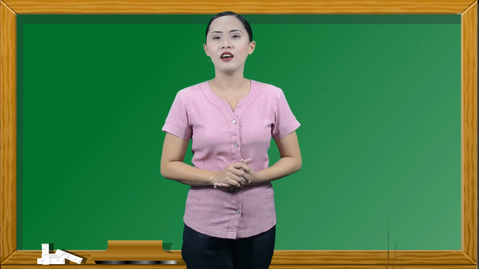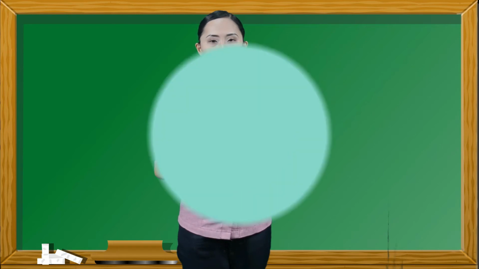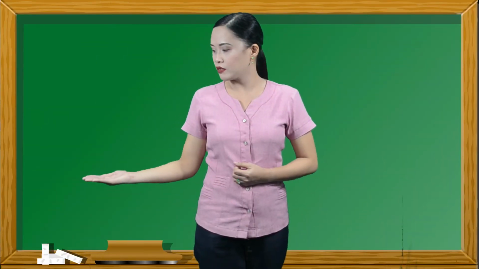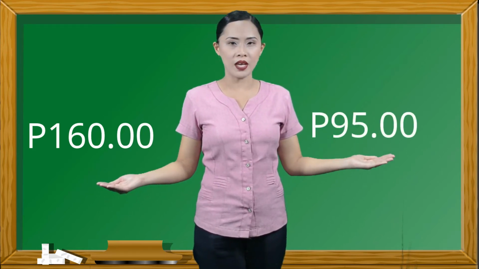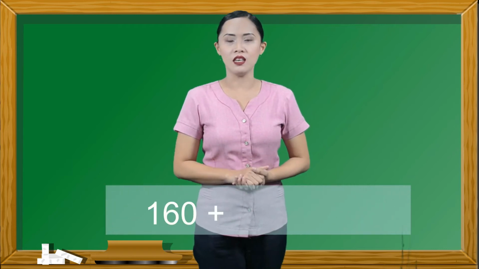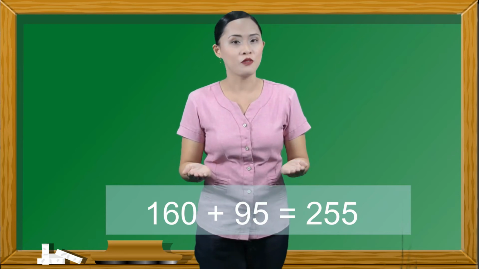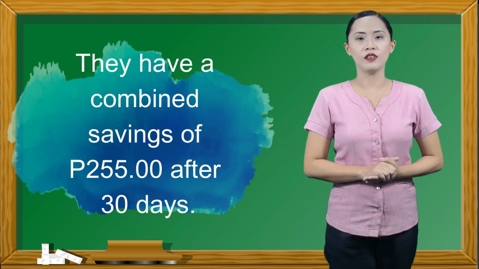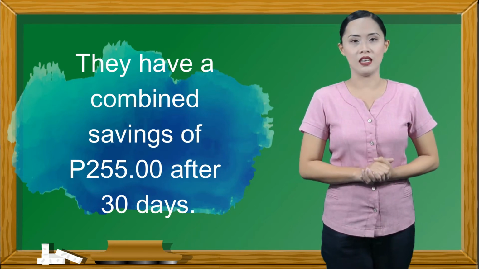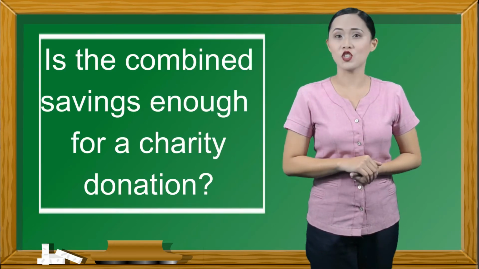Now, let us have the total savings of Nea and Neo after 30 days. Nea has 160 pesos and Neo has 95 pesos. 160 plus 95 equals 255. So they have a combined savings of 255 pesos after 30 days. Is the combined savings enough for a charity donation?